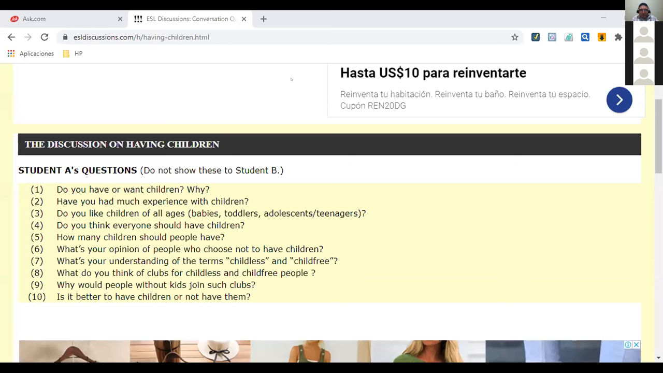Move to room four. Move to room four. And move to room four. All right, so you guys ready? Here we go.